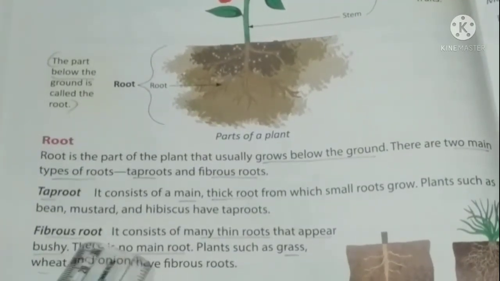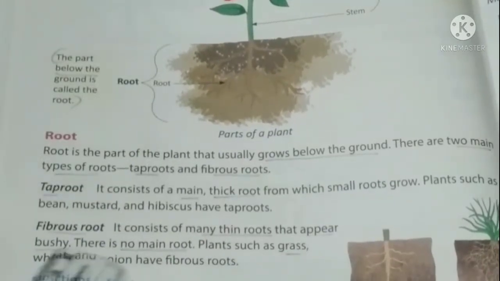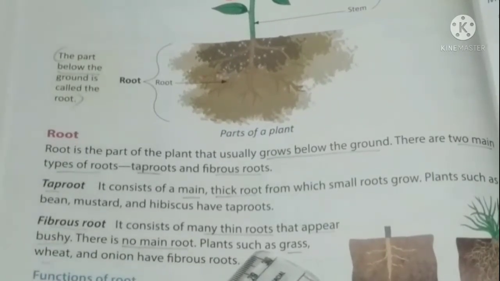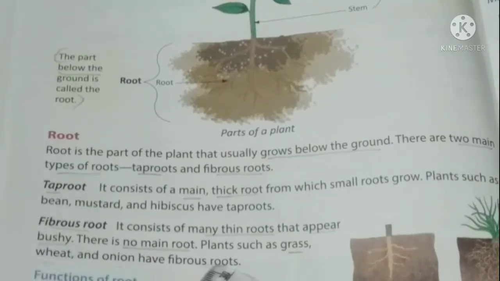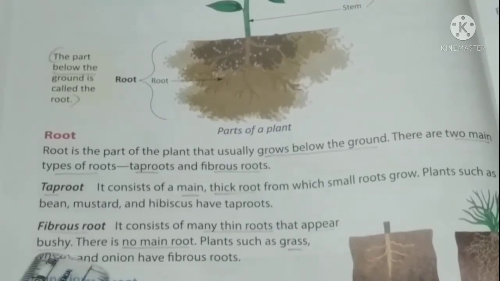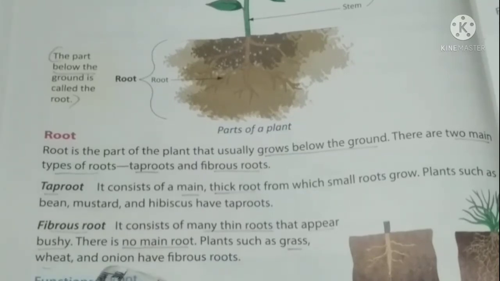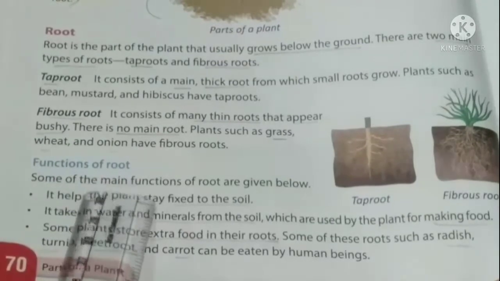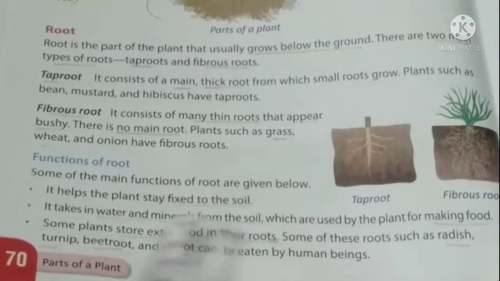Next, fibrous root. It consists of many thin roots that appear bushy. There is no main root. Plants such as grass, wheat and onion have fibrous roots. Underline the words many thin roots, appear bushy, no main root. Example, grass, wheat, onion. Next, functions of root. Some of the main functions of root are given below.